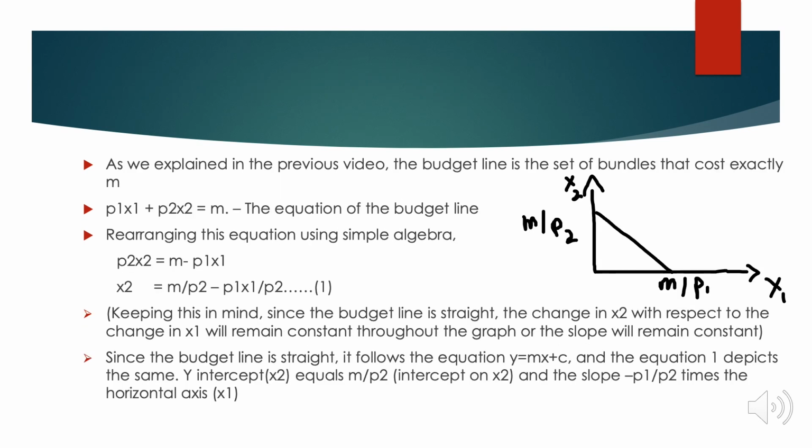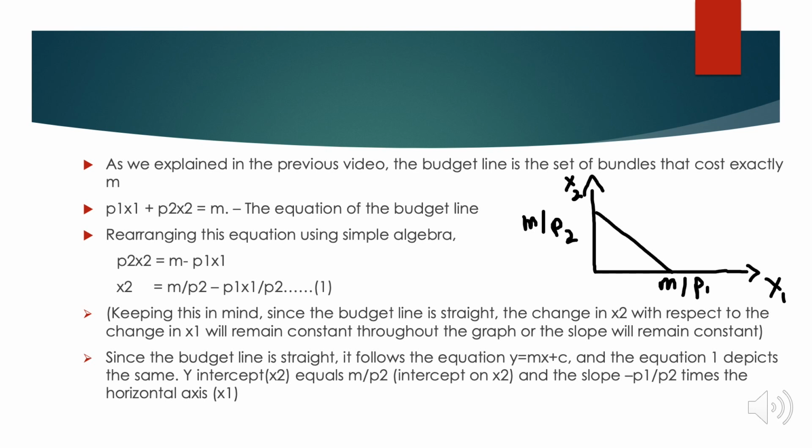As we explained in the previous video, the budget line is the set of bundles that cost exactly m. P1x1 plus P2x2 is equal to m is the equation of the budget line. Rearranging this equation using symbol algebra and bringing P1x1 to the right hand side, we get P2x2 is equal to m minus P1x1. And taking P2 to the right hand side, we get x2 is equal to m by P2 minus P1x1 by P2.